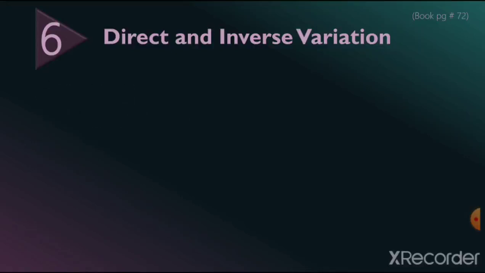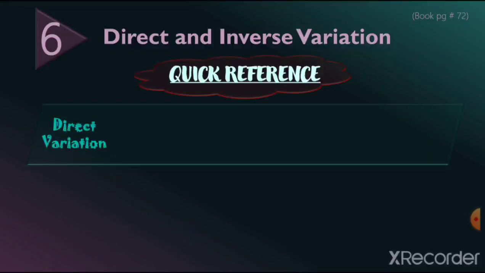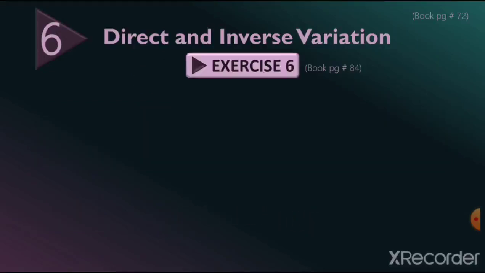So we will have a quick reference of both direct and inverse variation. In direct variation, if quantity A increases, quantity B will also increase, and if quantity A decreases, quantity B will also decrease. And in inverse variation, if quantity A increases, quantity B will decrease. It will be opposite to each other. And if quantity A decreases, quantity B will increase.